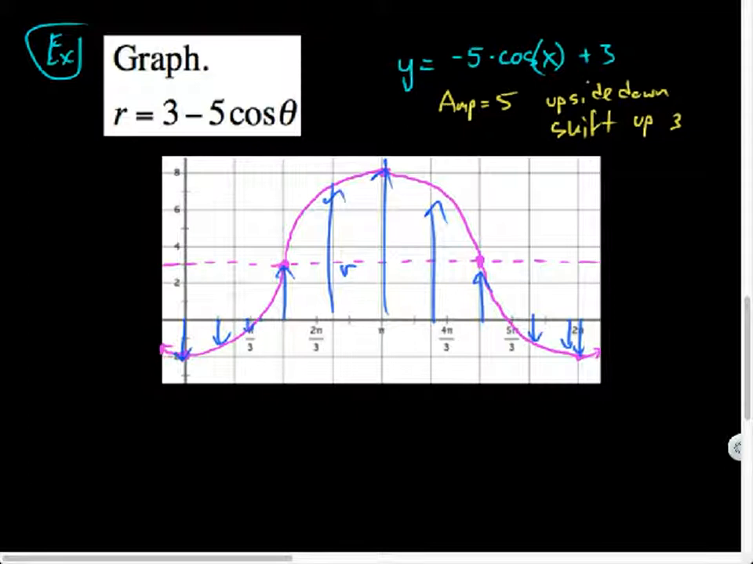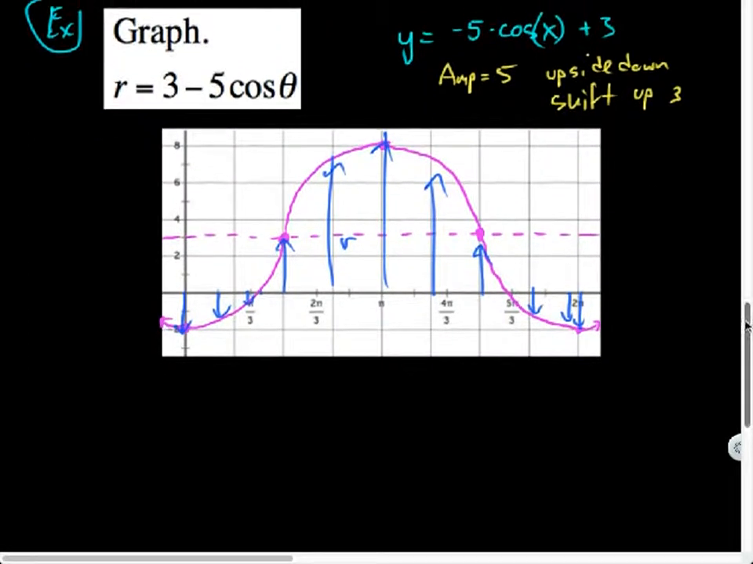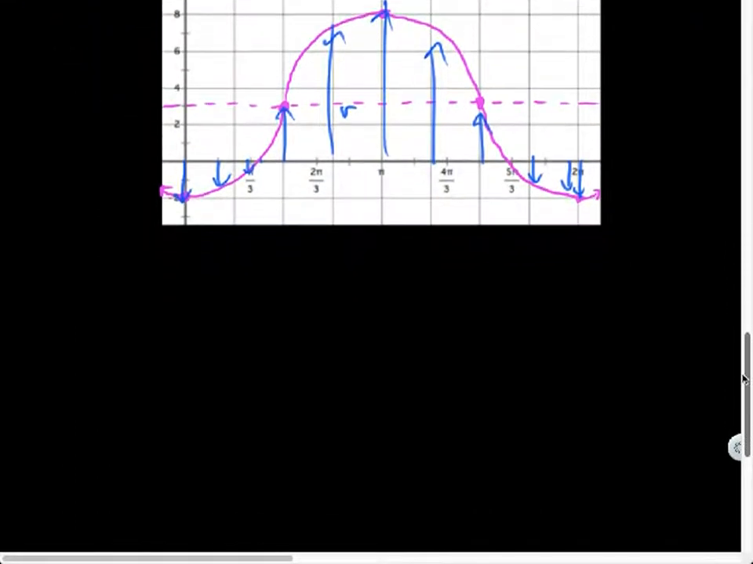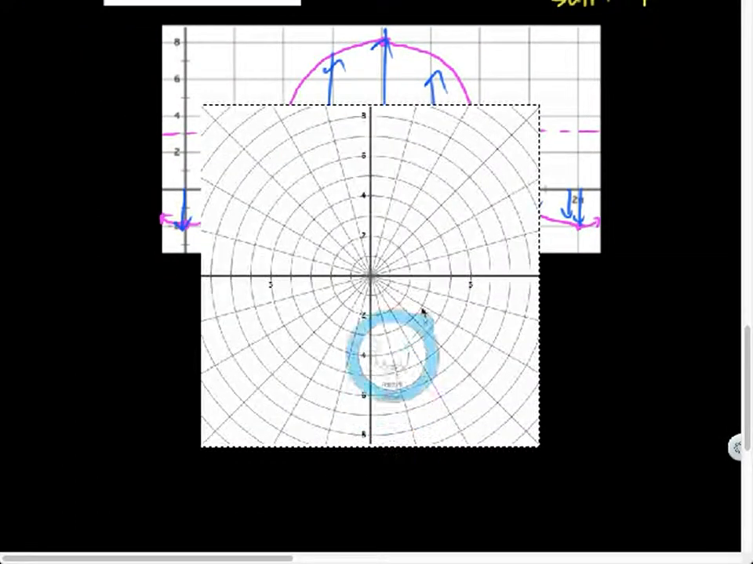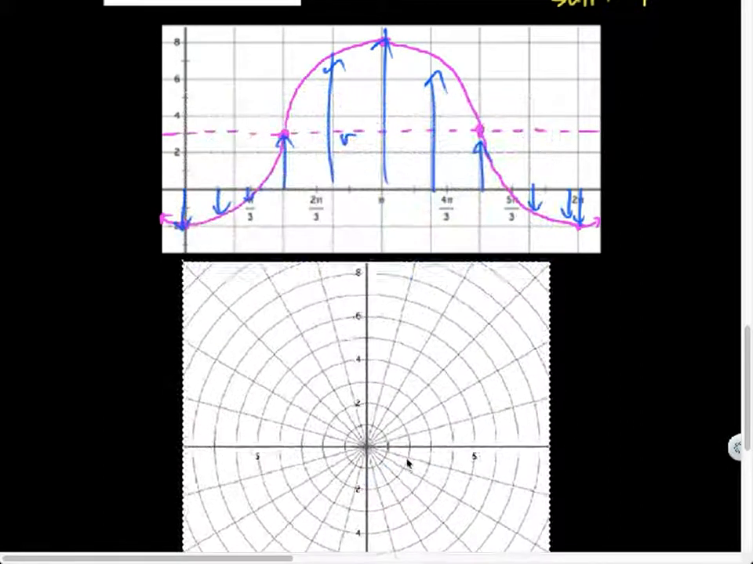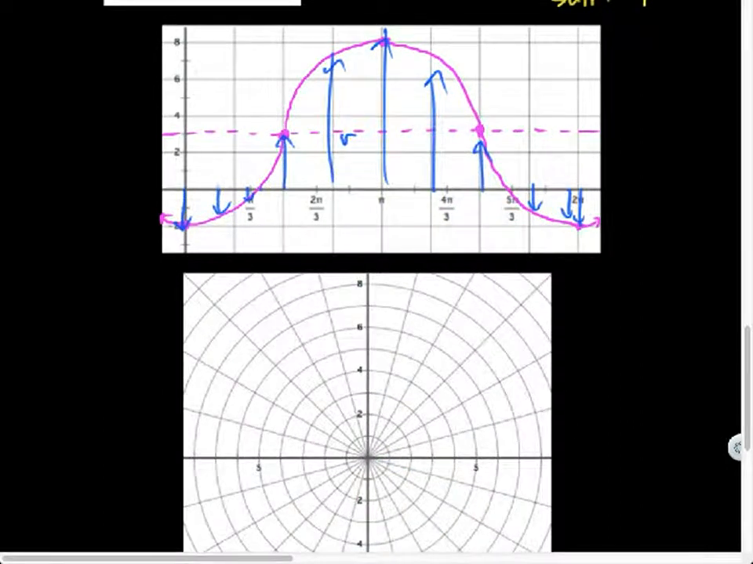Now, what's the maximum radius I'm going to have for this graph? What was the maximum y value on this rectangular version? 8. So for my polar graph, I'm going to have to go out as far as 8. So let's see if we can figure this out. At 0 degrees, I'm down at -2. So 0 degrees, I'm facing this way, but I'm going backwards too. So I'd plot a point right here. Does that make sense? Okay, so there's my first point.